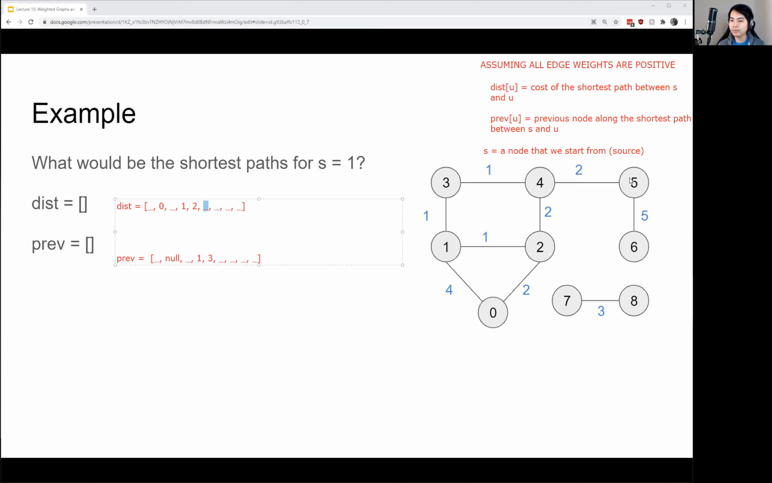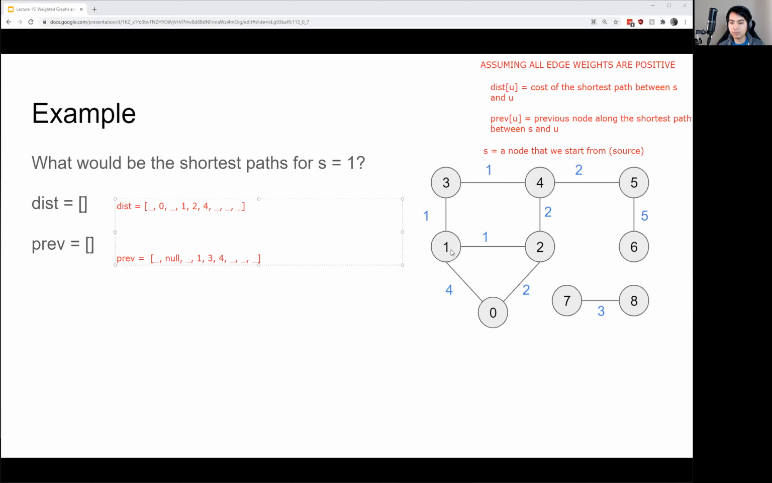The cost to get to 5 will be 1 plus 1 plus 2, which will be 4. And the previous node we visited would have been 4, right? I had to go through node 4 in order to get to node 5. All right, if we keep going, what is the cost to get from 1 to 0? I'll give you another 10 seconds. If you really are following along, you should be able to get this one too. It's a little bit tricky, but hopefully everyone's thinking along the same lines.